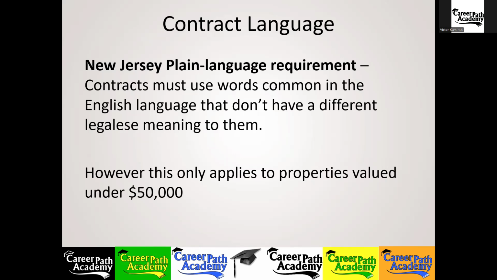So this plain language requirement says that contracts for the sale of real estate have to use words that are common in the everyday English language that do not have a separate legal meaning to them. We call that legalese. So that's New Jersey's plain language requirement. It's amazing they didn't update the price on that, saying that it applies to the more expensive properties as well.